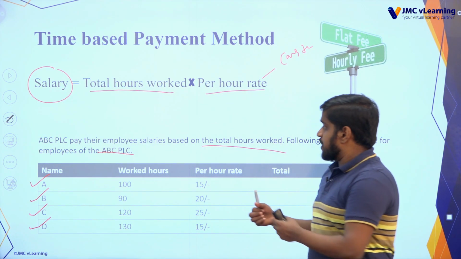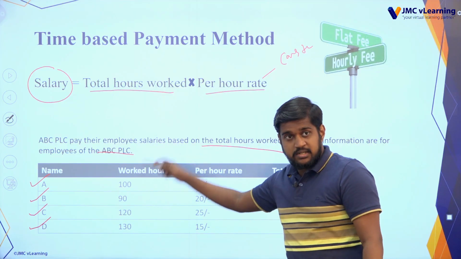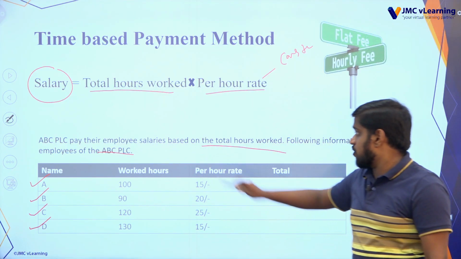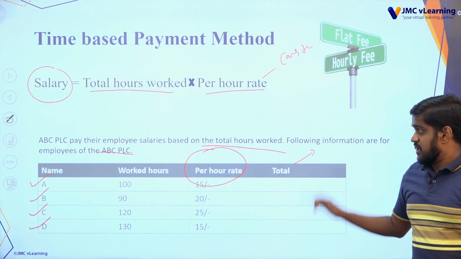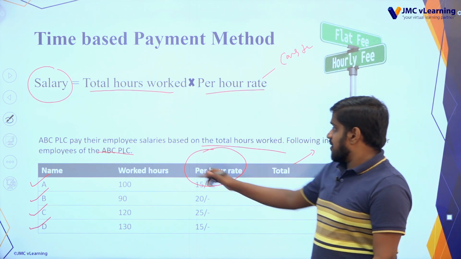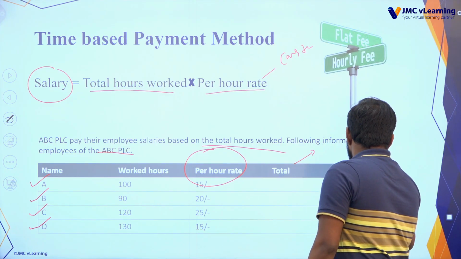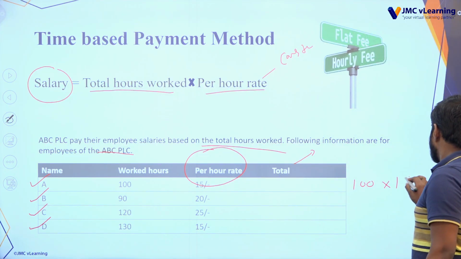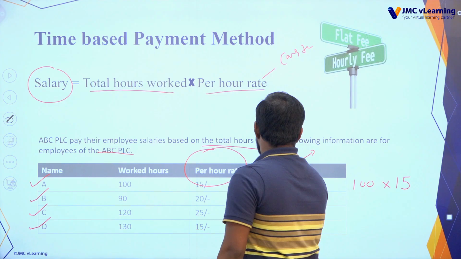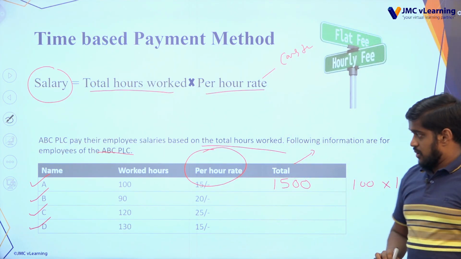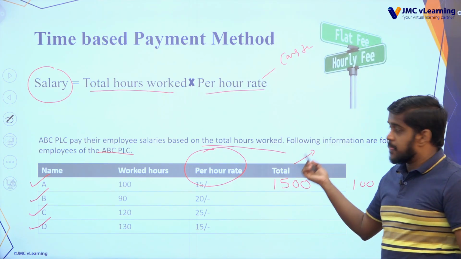As I mentioned, simply we can calculate salary for each employee. We take total hours worked and multiply it by the per hour rate to get total salary. For the first employee, A, this employee worked 100 hours. We multiply it by the per hour rate of 15. 100 multiplied by 15, then we get a total of 1500.